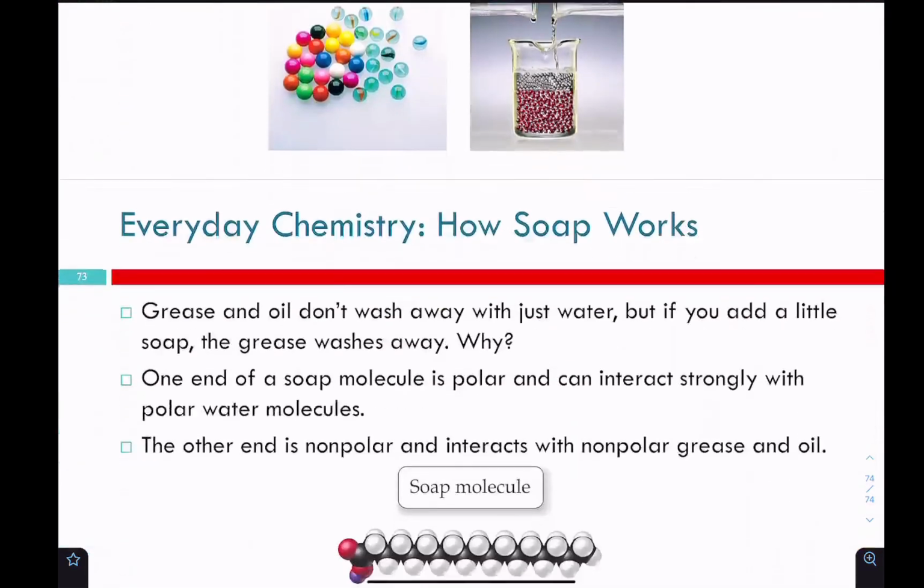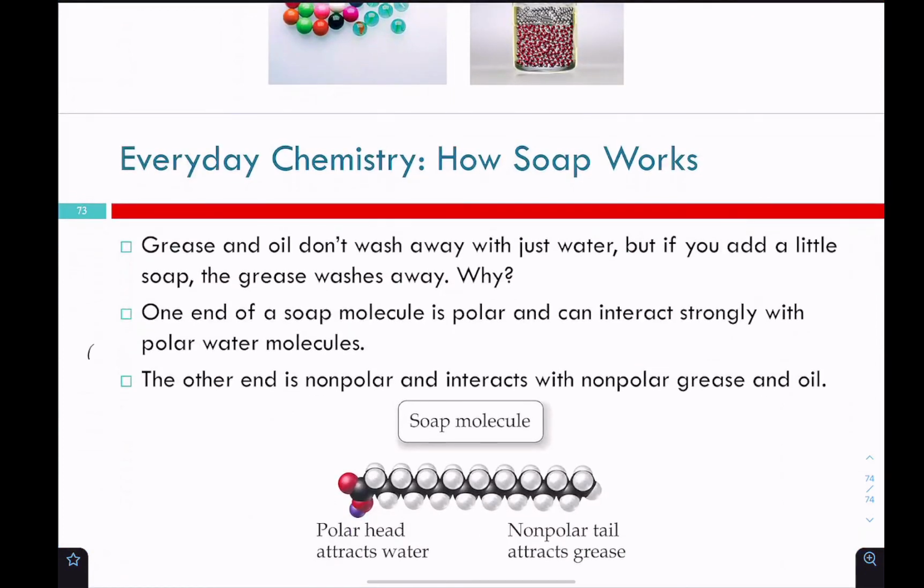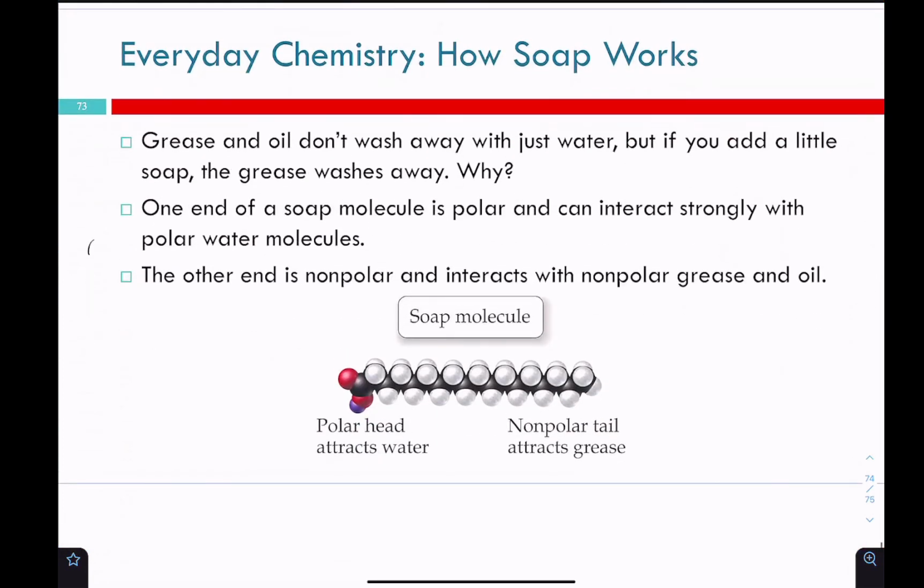And the reason that soap works is because a soap molecule has a polar end and a nonpolar end. So the nonpolar end will stick to the grease, and then the polar end, if you're running water over it, so you've got soap on there, the polar end will stick to the water as it's flowing by and rip the grease away. And it'll pull all of the grease into the liquid from the polar end.